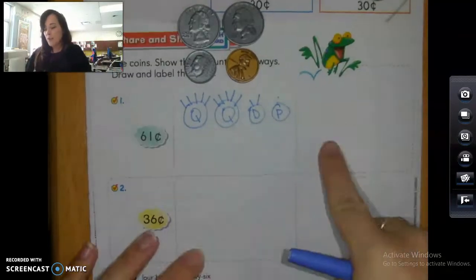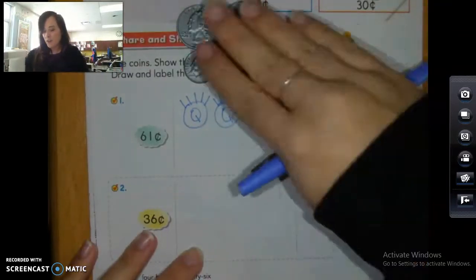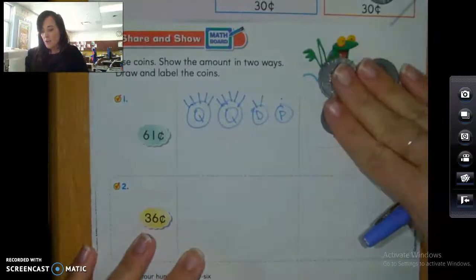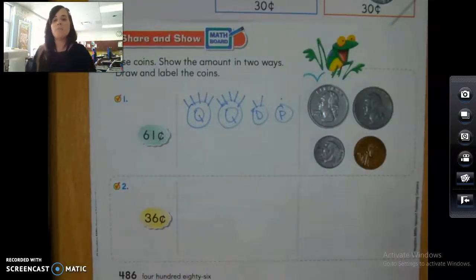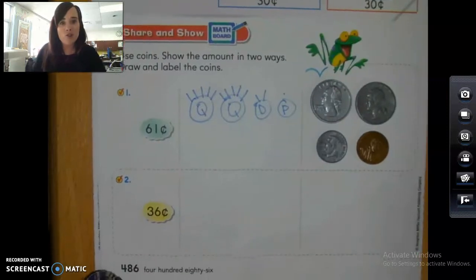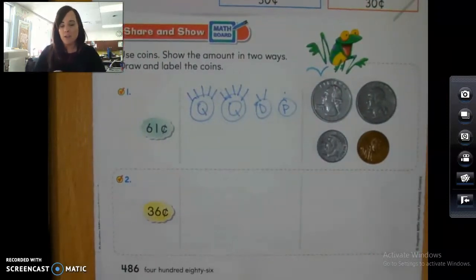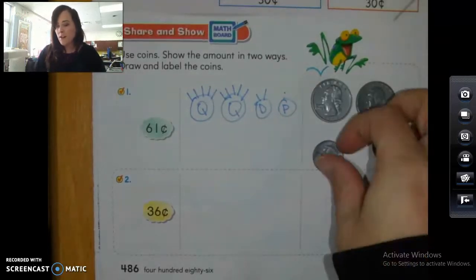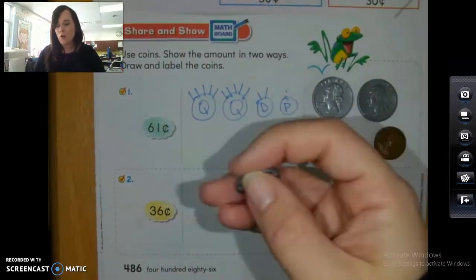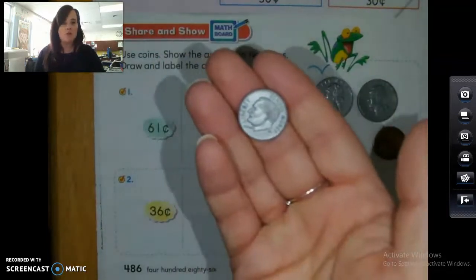Now what we need to do is come over here and come up with a different way. So this is our old way, right? This is what we had before. What I'm going to do is I'm going to make a trade. So I'm going to trade one of these out. So I think I'm going to trade out this dime. So a dime is worth how much?